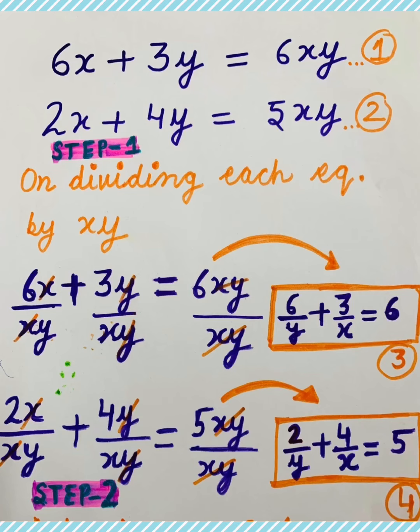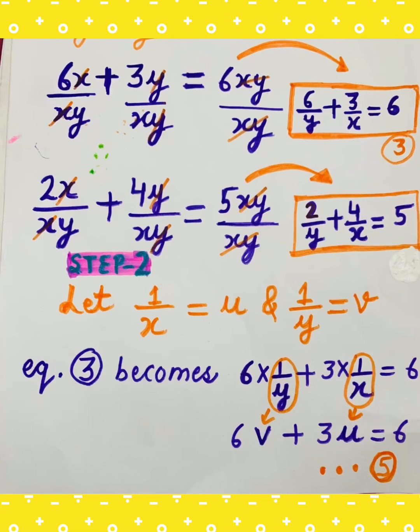Now children, in step 2, I will assume let 1 by x equal to u and 1 by y equal to v. So equation 3 will be converted into a new equation. How? We shall write it in expanded form. 6 upon y means 6 into 1 by y plus 3 upon x can be written as 3 into 1 upon x equal to 6.